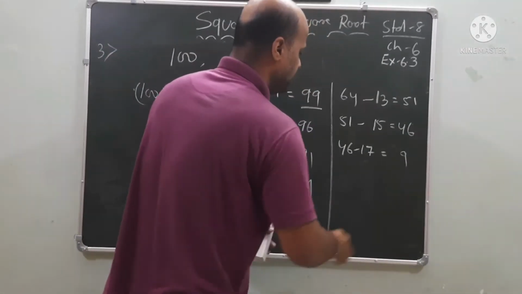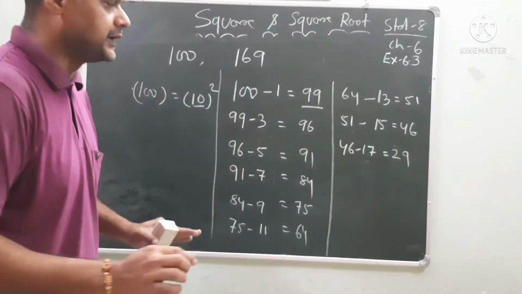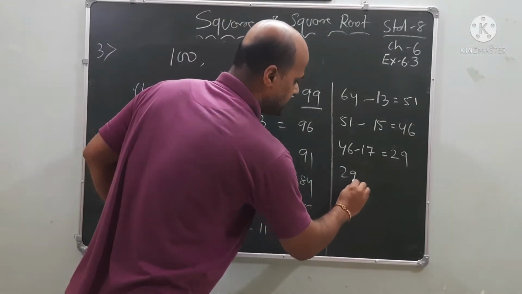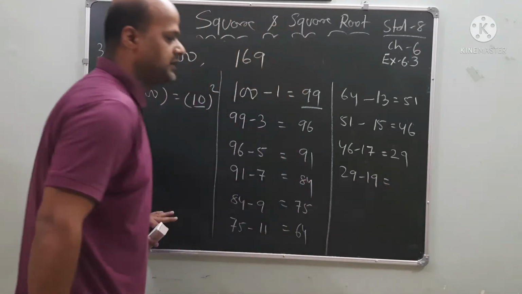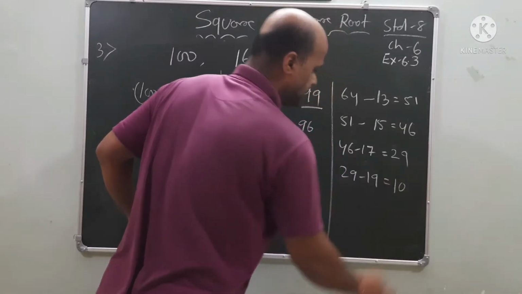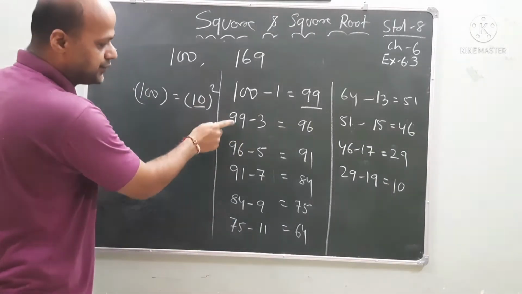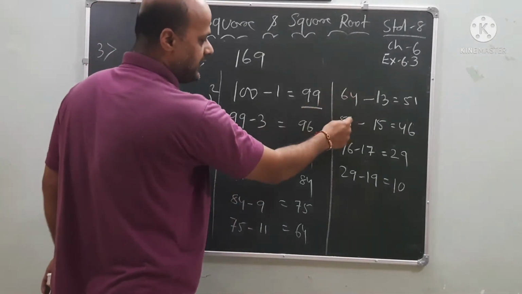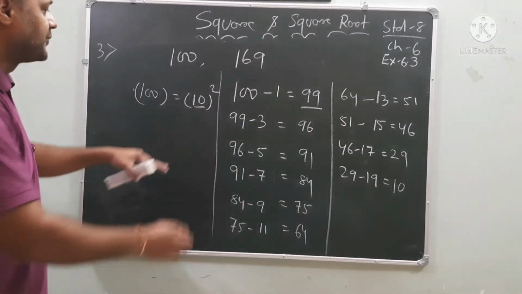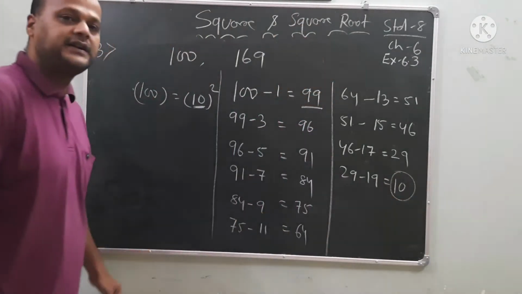It's coming 29. Because subtraction is very, very important, you have to do it very, very carefully. Okay. So the answer will come like this. Next, 29 minus 19. How much? 10. Okay. So how many subtractions did we do? 1, 2, 3, 4, 5, 6, 7, 8, 9, 10. So how many times have I subtracted? I have subtracted 10 times, so the square root is coming as 10.